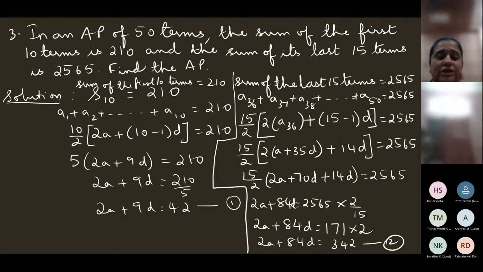So the second equation you can divide by 2 throughout, but we are not doing that because the first equation is 2a plus 9d is equal to 42. So 2a plus 84d is equal to 342. You can directly eliminate 2a. So don't divide by 2 throughout. 2a is in both the equations. You can change the signs and eliminate 2a. So don't divide by 2 in the second equation. Yeah, solve the two equations and tell me the values of a and d, children.